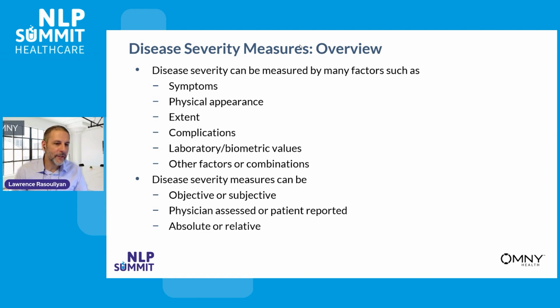So let's say you have psoriasis on your finger versus these plaques all over your body. How spread out the disease is across your body could be one other measure of disease. Similar with cancer, if a cancer is localized versus if it's spread to other parts of the body, that also shows disease severity. Another way to measure disease severity is complications.